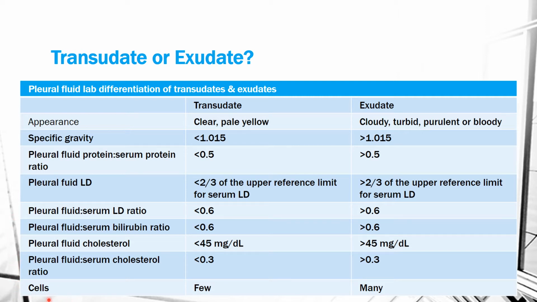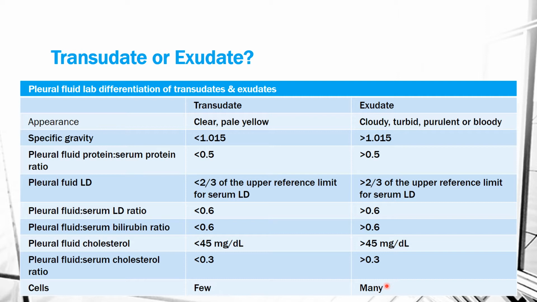But the big markers that we tend to use are the appearance and the cells, because we have to do them on every fluid that comes in anyway. We don't do an LD, we don't do a bilirubin or a cholesterol level on every specimen that comes in. So if you only see a few cells, which is perfectly normal in serous fluid, you're probably still a transudate. If you have a lot of cells in there, though, that's not normal. So there's definitely some inflammatory response going on.